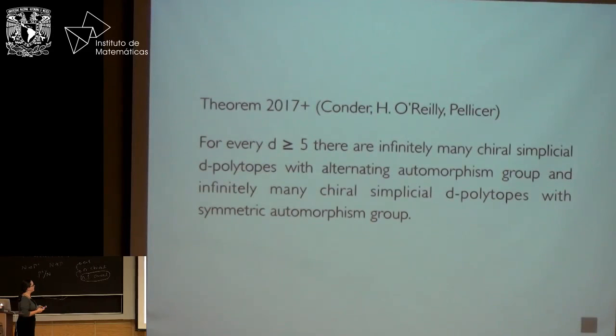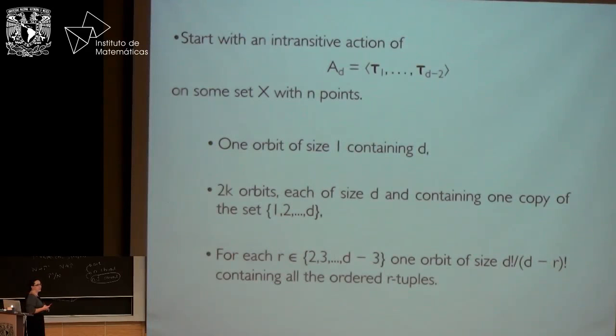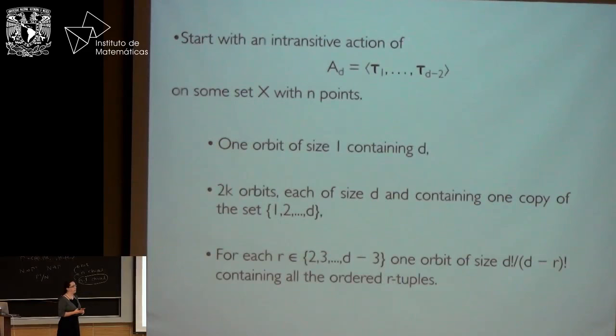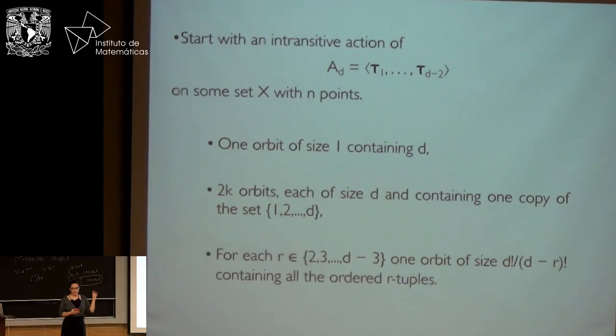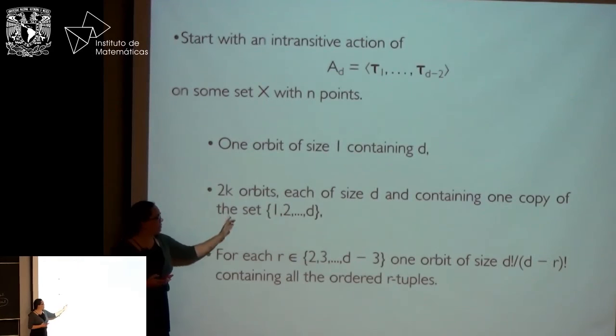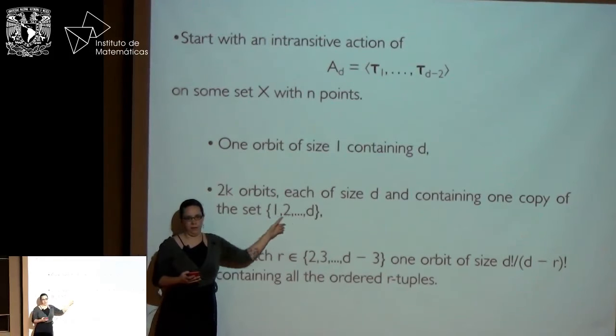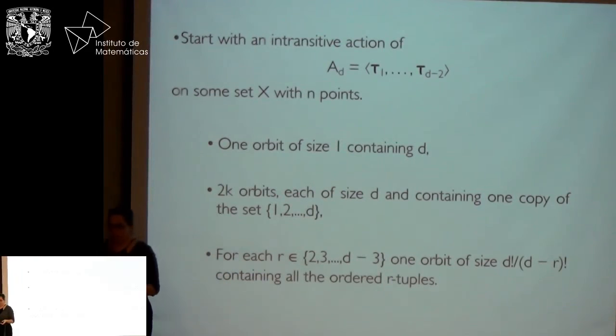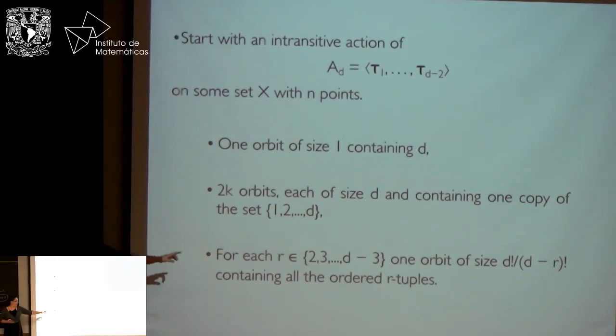And the idea of how we did this was to start with an intransitive action of the alternating group A_D. So again, D is the rank that I'm going to try to get. So I take A_D, the alternating group, and I'm going to take an intransitive action on some set of X points. And the orbits of this alternating group are going to be one orbit of size 1, then 2k orbits of size D, containing a copy of the entire set from 1 to D. And then for each R, one copy containing the R tuples. So the size is that over there, but it contains the R tuples.